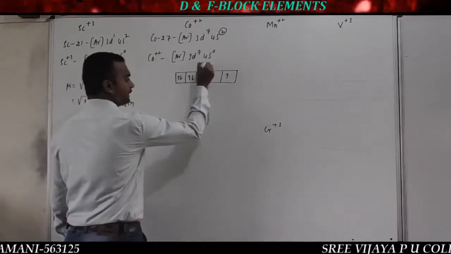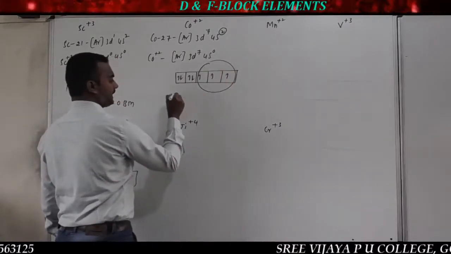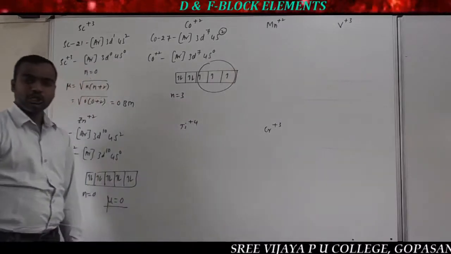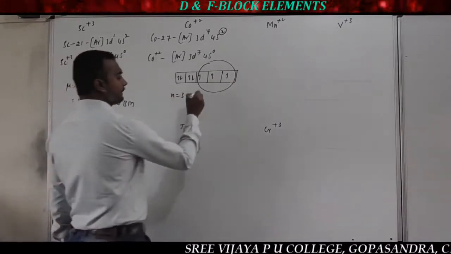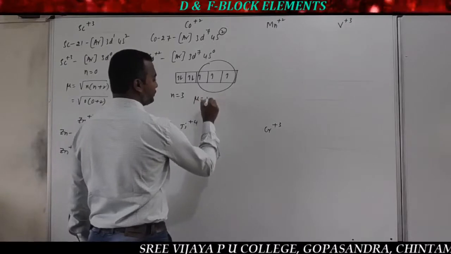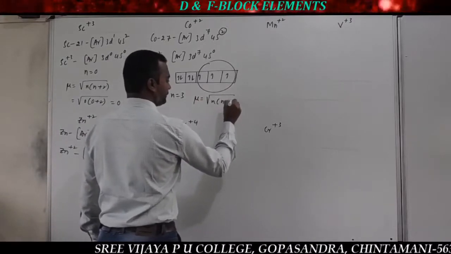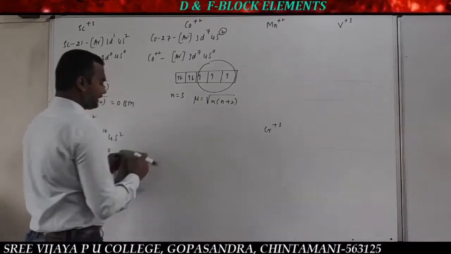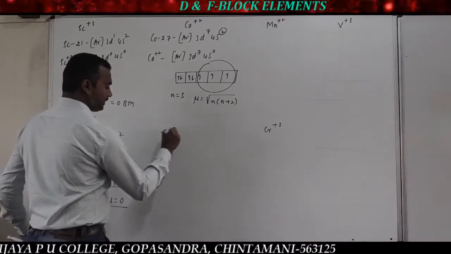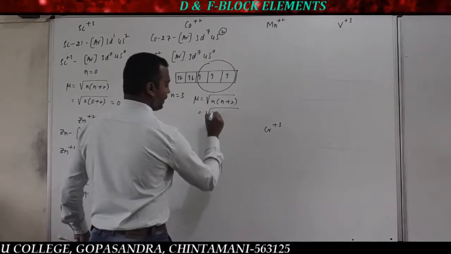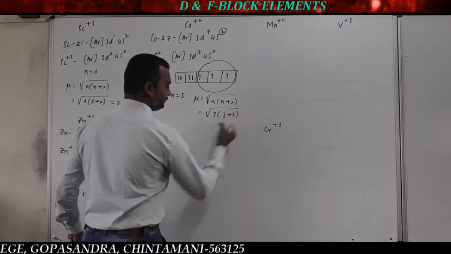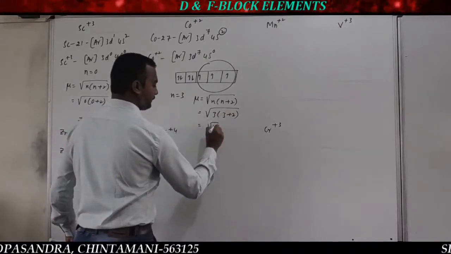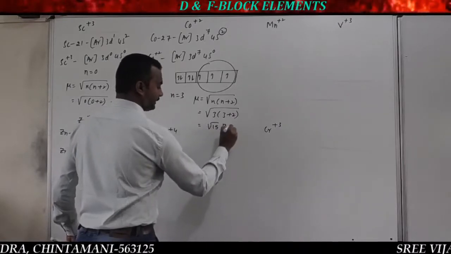1 and 2, 3, 4 and 5, again 6, 7, which pair up. So the number of unpaired electrons is 3. That is, n is equal to 3. When n is equal to 3, just apply the formula: mu is equal to root of n into n plus 2 Bohr magneton. Applying it, it is just like n plus 2, so root of 3 into 3 plus 2, which is equal to root 15 Bohr magneton.